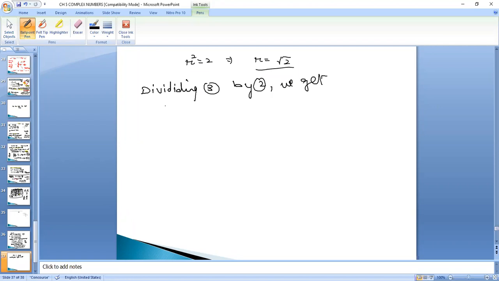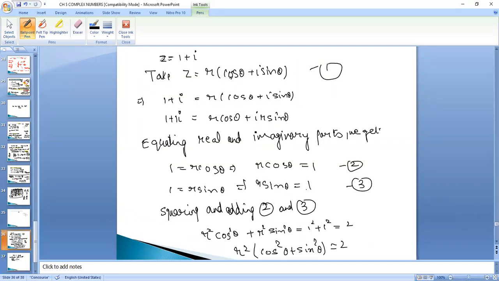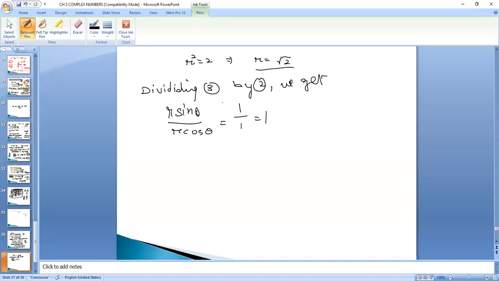We get R sin theta upon R cos theta is equals to 1 upon 1 is equals to 1. R sin theta value 1, R cos theta value 1. So R sin theta upon R cos theta means 1 upon 1. Why we are doing so? Because we are interested in calculating theta now. We have already calculated R. Now sin theta upon cos theta will be tangent theta and it is equals to 1, which implies theta is equals to tangent inverse 1.